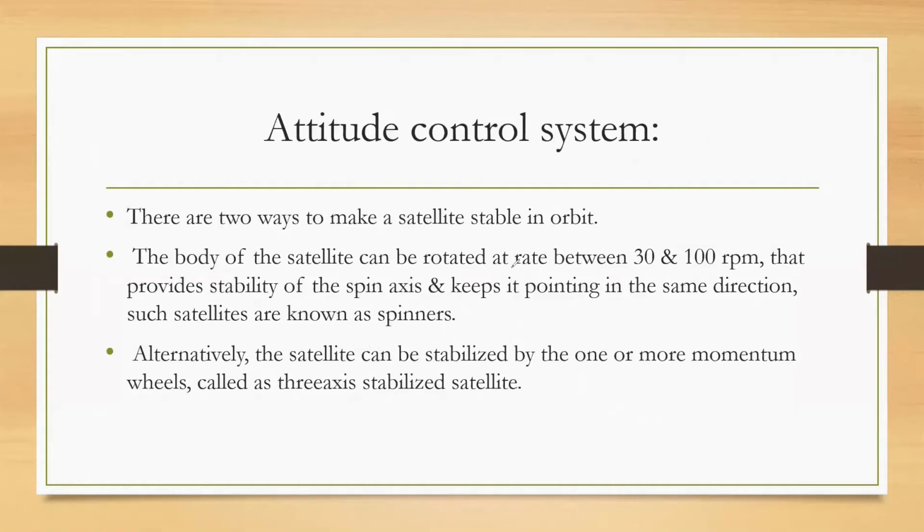So there are two ways to make the satellite stable in the orbit. The body of the satellite must be rotated at a rate between 30 to 100 rpm. That provides the stability of the spin axis and makes it point in the same direction, and such a satellite is called a spinner. As I told you, spin stabilization is nothing but giving a spin to the satellite. Just like what we did with the flywheel, the moment you have a cylindrical satellite placed into the orbit, you give it a spin and it will continue to spin because no force is acting on it.